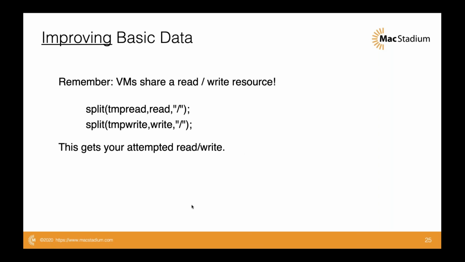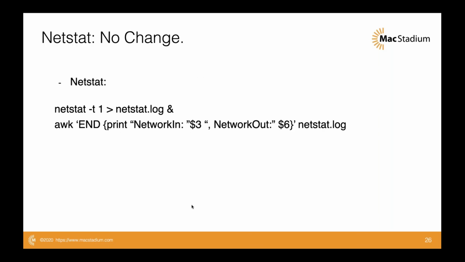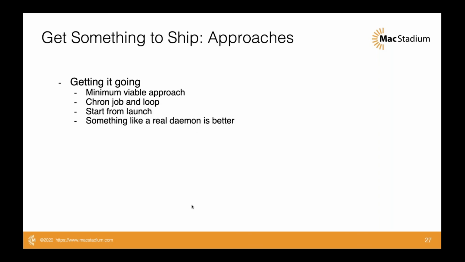And VMs are a shared resource. So you want to use the split line that gets the attempted read write. You don't want to change netstat, you just leave it running in the background. The only thing we're really dropping is this. We're using the top command better, we're getting more in line with macOS and how Activity Monitor works. And then for netstat, we're just monitoring in and out.